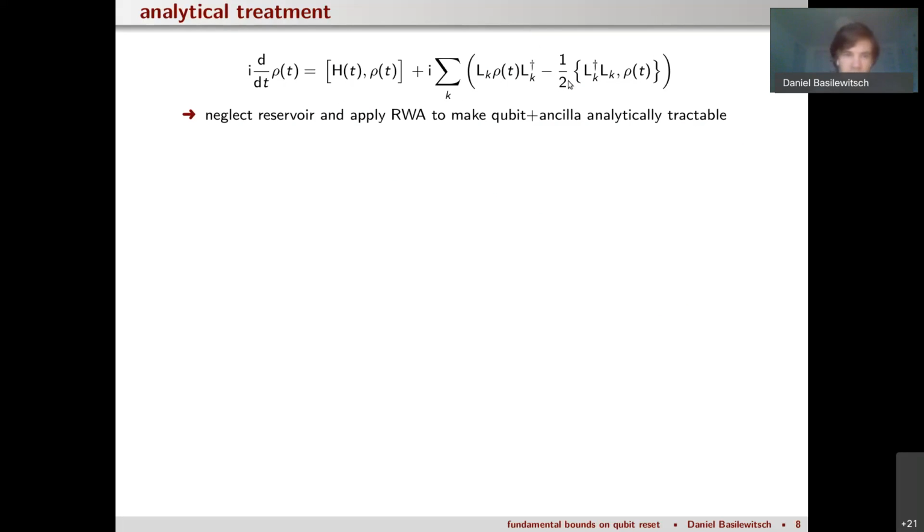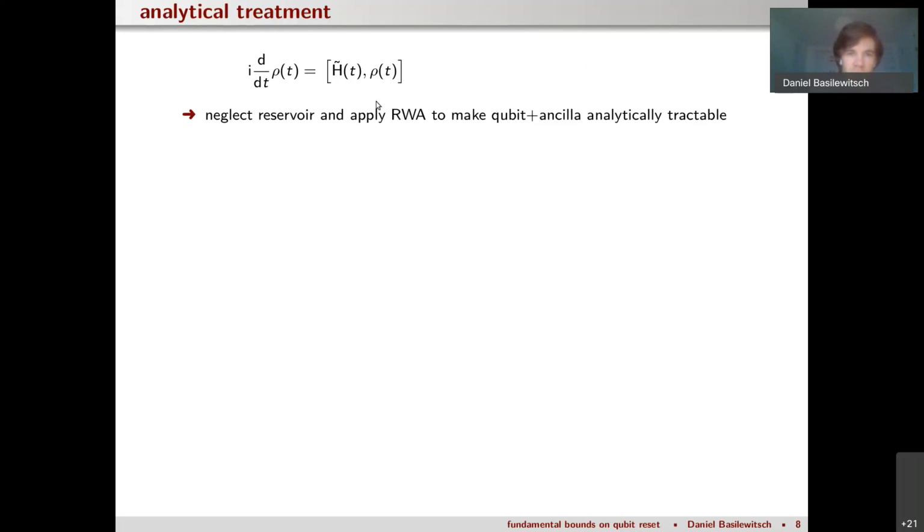It's okay to neglect the thermal reservoir because, yes, it's important for the entire process to work, because the thermal reservoir makes sure that the ancilla thermalizes over time, and you have actually this initial ancilla state with a high purity. However, for the fast reset process between qubit and ancilla, the reservoir is not important. So it's a fine approximation here.